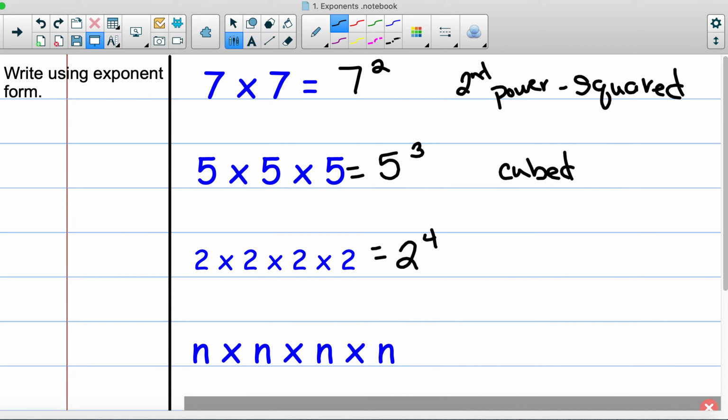Here's a tricky one if you want to try it. Now I don't give you numbers. Well, the base is n, and I have 1, 2, 3, 4 of them, so it's n to the 4th power.